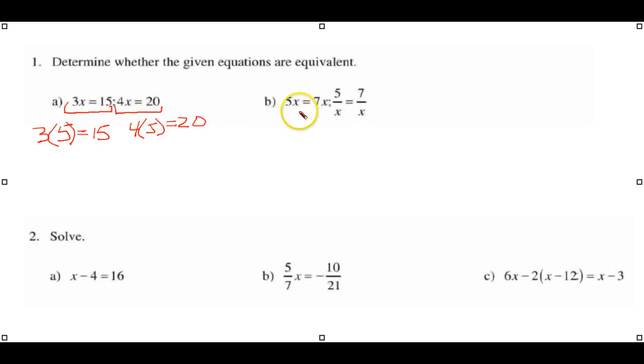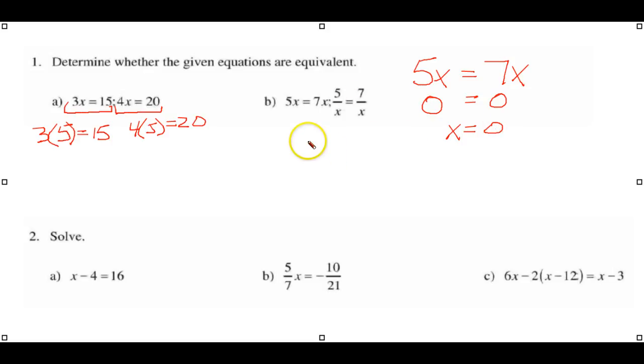Now how about this? We have here 5x and a 7x. Now, in order for that to be true, x would have to be 0. So 5 times 0 is 0. 7 times 0 is 0. So x would have to have been a 0.